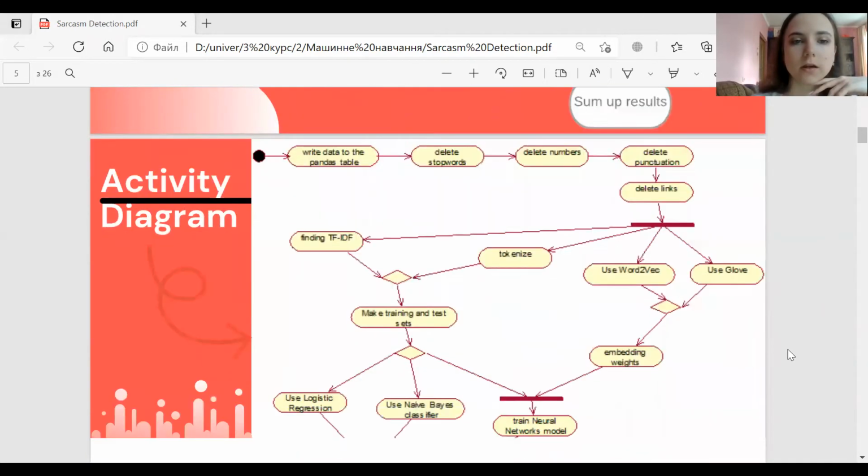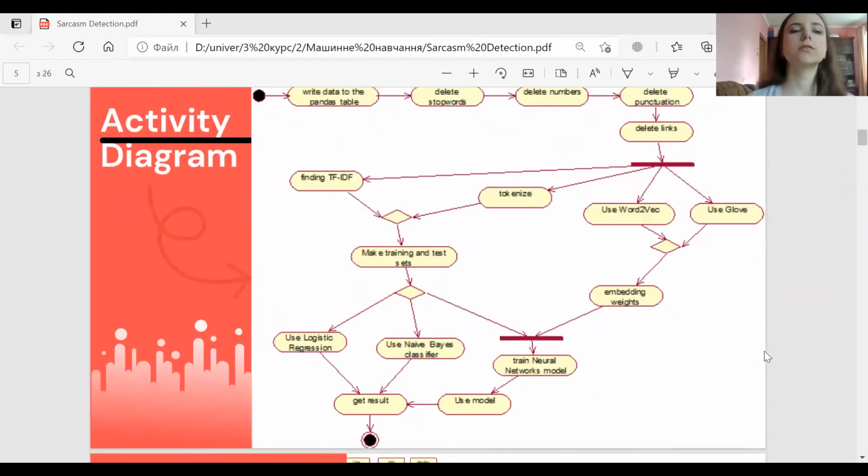So let's see the activity diagram. Here is the activity diagram of my program. At first, I read JSON file in a pandas table. Then I delete stop words, numbers, punctuation, and links. So that data is ready for building vectors. Tokenize data and vectorize data with TF-IDF.